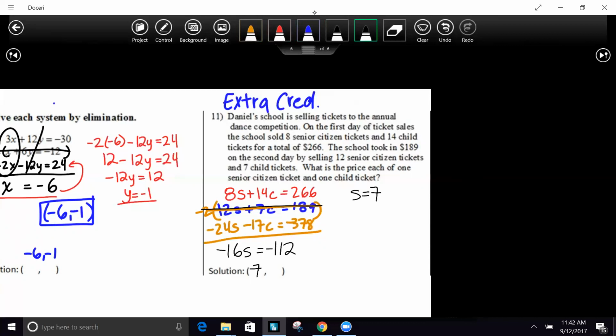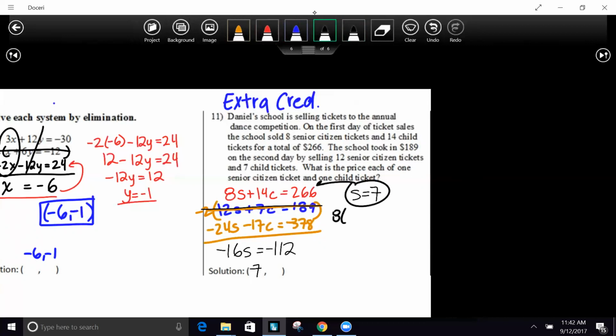Are we done? How do we find out the value of a child's ticket? Plug it back in. I'm going to plug it just into the top equation here. 8 times 7 plus 14C is equal to 266. We're going to get 56 plus 14C. We're going to get 14C is equal to 266 minus 56.